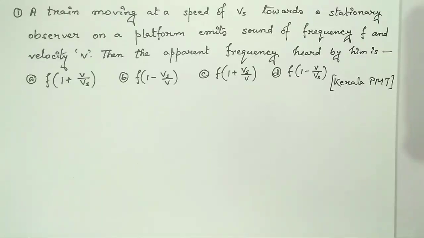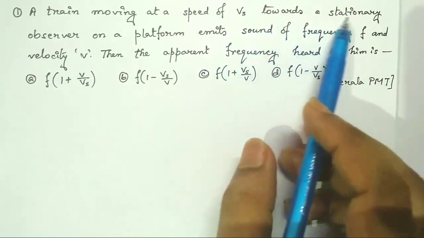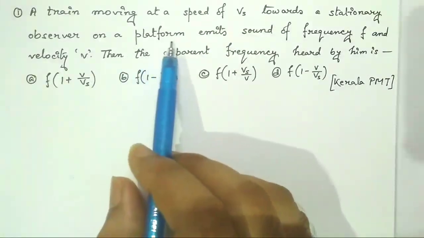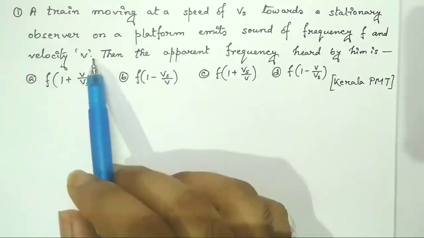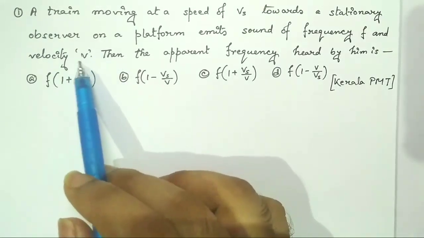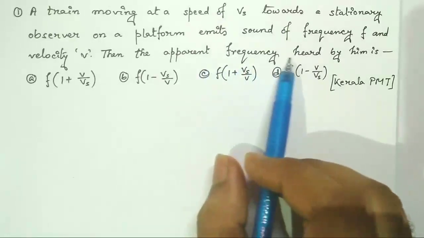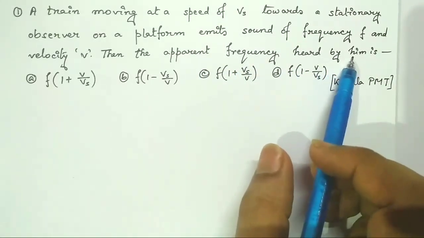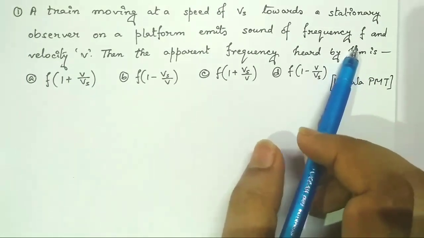First question. A train moving at a speed of Vs towards a stationary observer on a platform emits sound of frequency f and velocity v. This velocity is the velocity of air. The question is, what will be the apparent frequency heard by the observer?